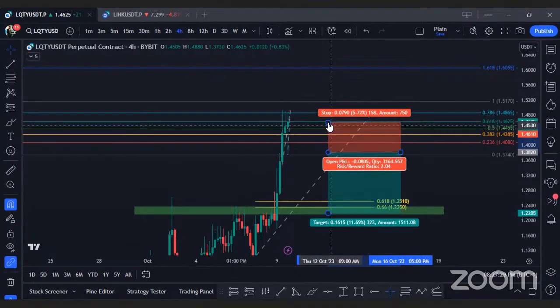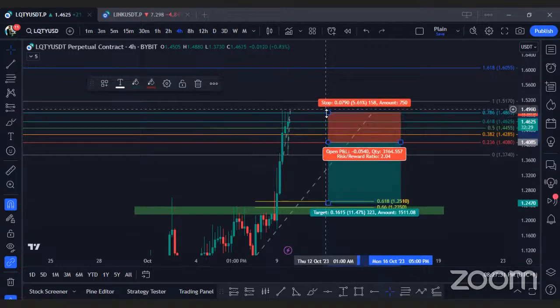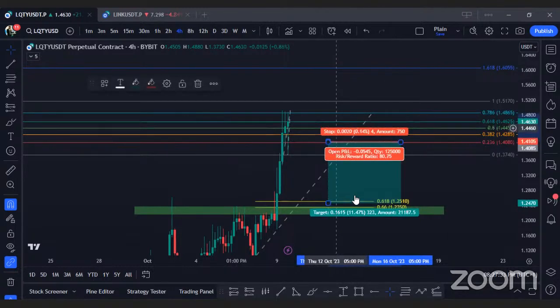Move it there and continue to trail the market. If eventually this retraces back and hits your stop loss, you have already secured profit. You are not losing anything.